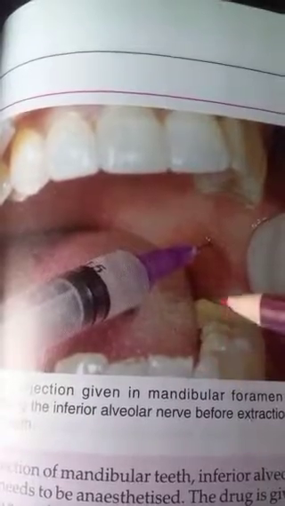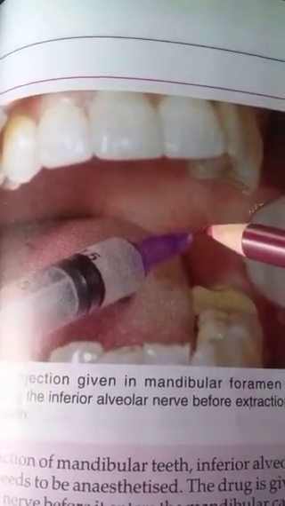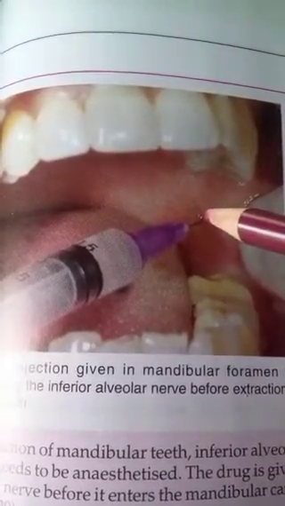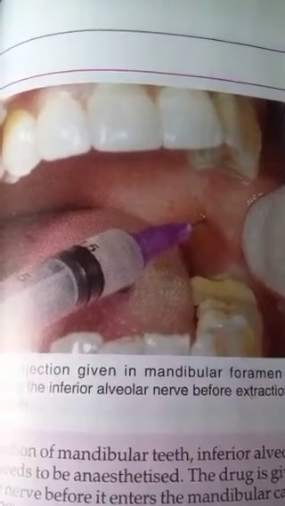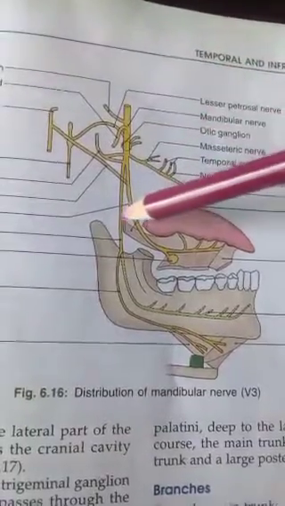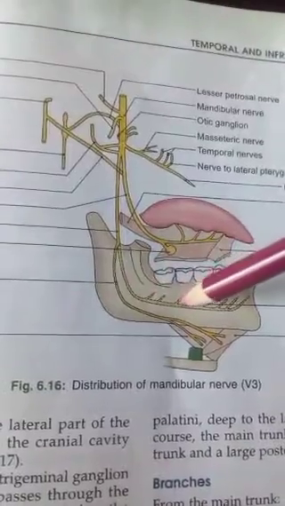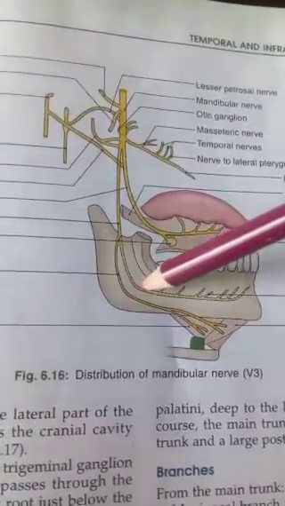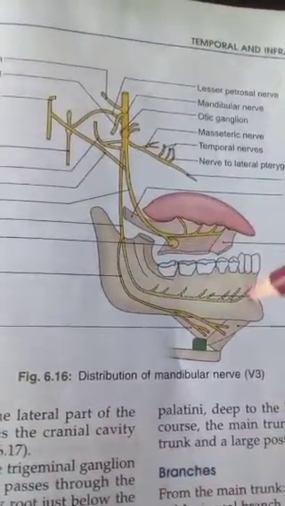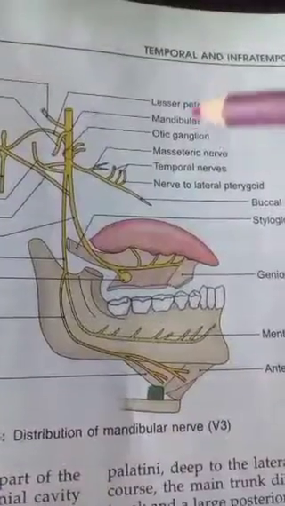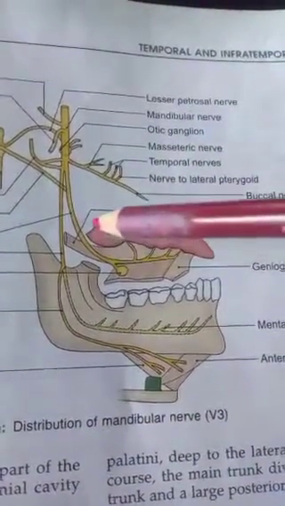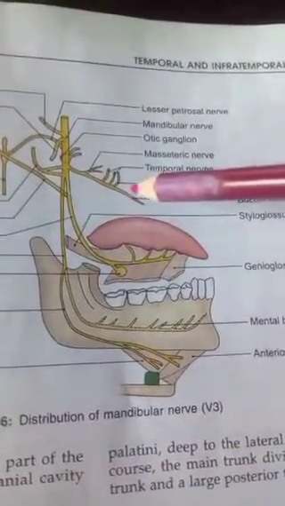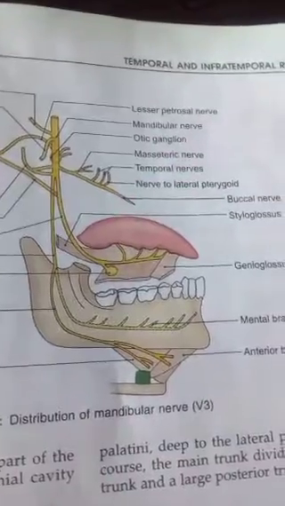During the extraction of a mandibular tooth, the inferior alveolar nerve needs to be anesthetized. The drug is given into the inferior alveolar nerve before the nerve enters the mandibular canal. As the inferior alveolar nerve traverses the mandibular canal, it can get damaged during a fracture of the mandible. The injury can be assessed by testing the sensation over the chin. During the extraction of the third molar tooth, the buccal nerve may get involved by the local anesthetic agent, which causes temporary numbness over the cheek.